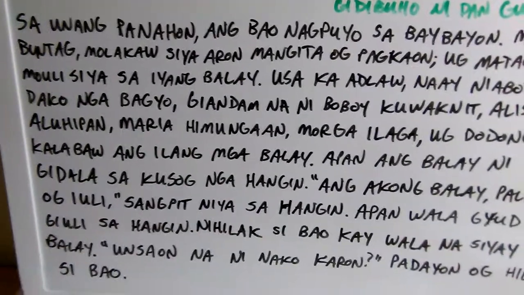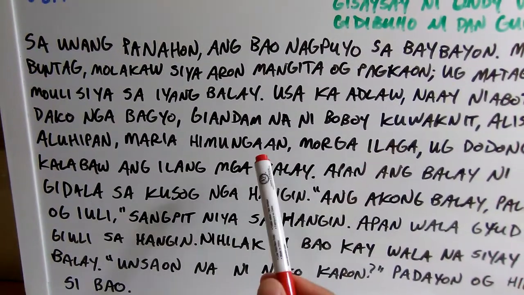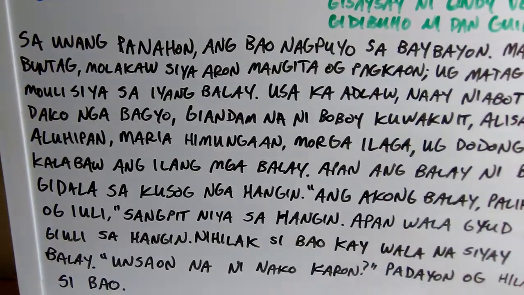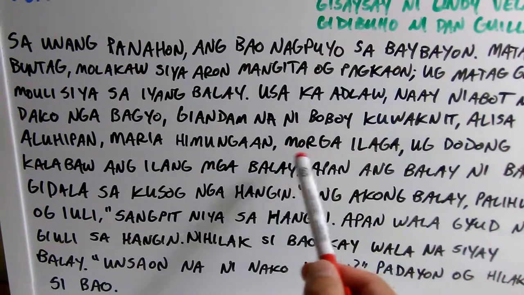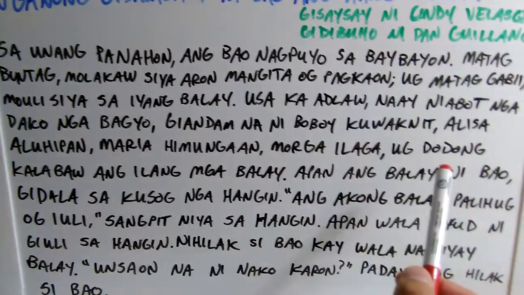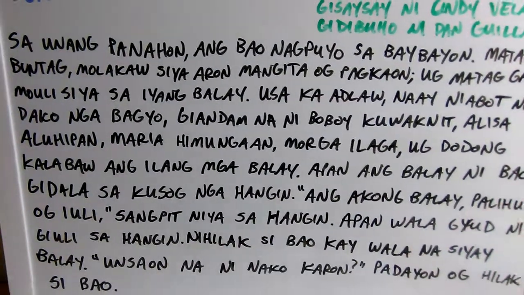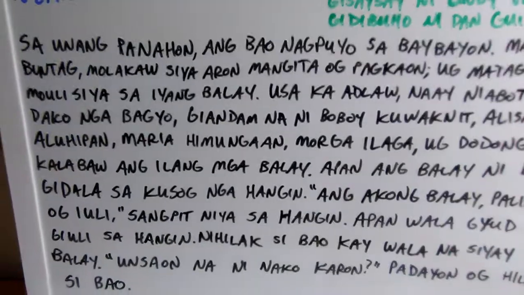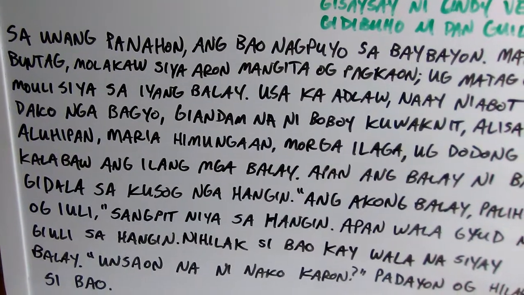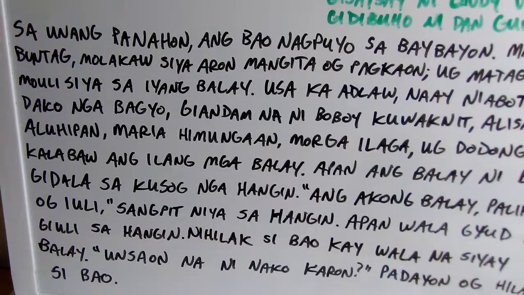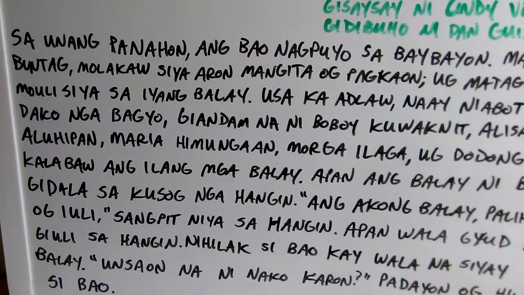Maria is the name again. Himungaan. So himunga means a mother hen, or like a female chicken, right? So himungaan is like this female chicken or a hen. Maria the hen. Morga is the name again. Ilaga is mouse or a rat. So Morga the rat or Morga the mouse. Ug Dodong kalabaw. So Dodong the water buffalo, a carabao, right? English speakers don't really say carabao; we usually just say water buffalo. That's more common. Now, some dialects would say kalabao, some carabao, and some kabao. So just be mindful of that. Kalabao, carabao, or kabao, right?